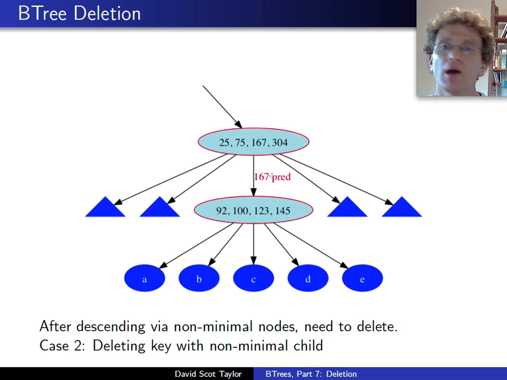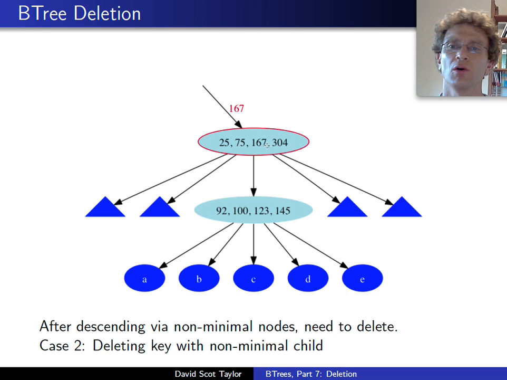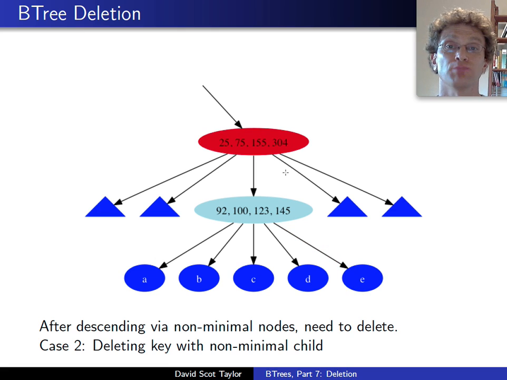And I'm going to just keep on stepping down in the tree as if, rather than deleting 167, I'm going to delete 167's predecessor. In this case, 167's predecessor comes from this child. Let's imagine that the predecessor has value 155. Eventually I make my way down to a leaf. I delete 155 from that leaf, and I use it to take 167's place. Since I already saw how to delete from a leaf, that's great. Everything's fine.